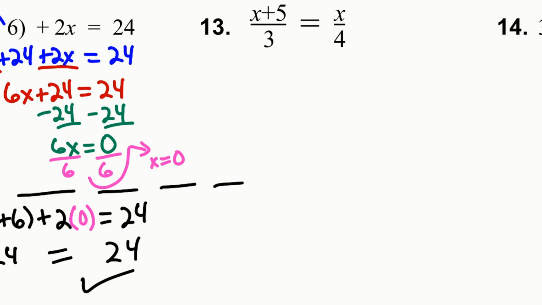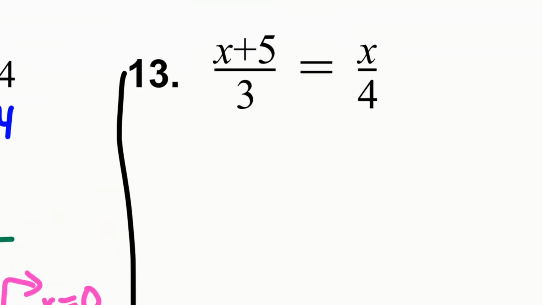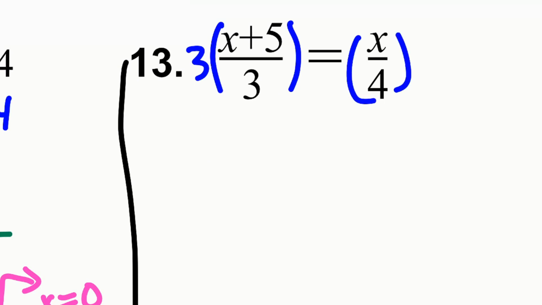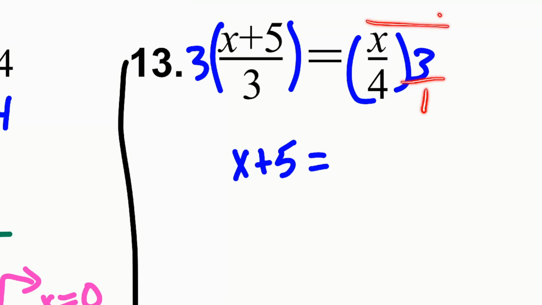All right, in this problem, we have two fractions equal to each other, so it's, again, a proportions problem. So I'm going to multiply both sides by 3 in order to make a 1 over here. So I'll just get x plus 5 on the left, and that equals, now, this multiplying by 3 is the same as multiplying by 3 over 1, so I'll get 3x in the numerator over 4.